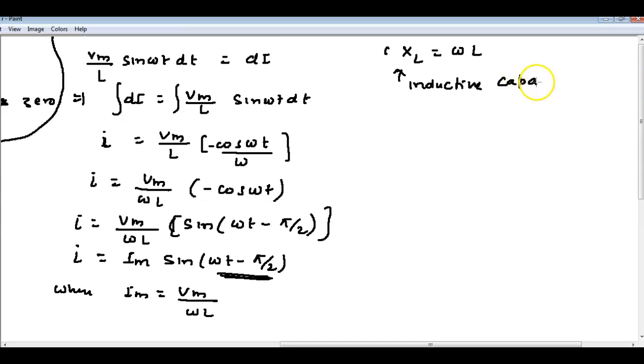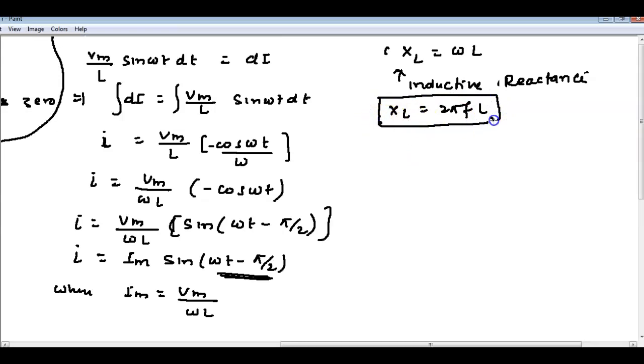Xc is called capacitive reactance; the capacitor is not there here. This one is called inductive reactance. Any doubt in this? Also you can write XL is equal to omega L, which is 2 pi f L. So this XL which you got is in terms of ohm.